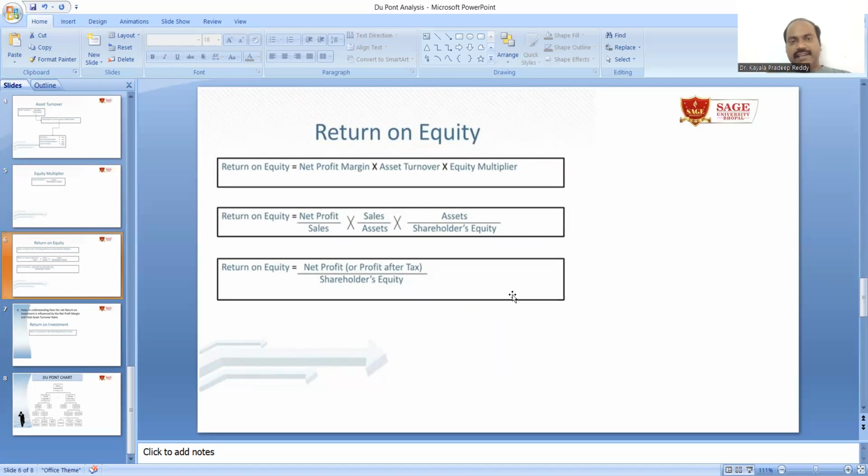We have seen the formulas also. Net profit margin is equal to net profit by sales. Assets turnover is equal to sales by assets. And equity multiplier is equal to assets by shareholders equity. So altogether, return on equity is equal to net profit by shareholders equity, where net profit is profit after taxes.